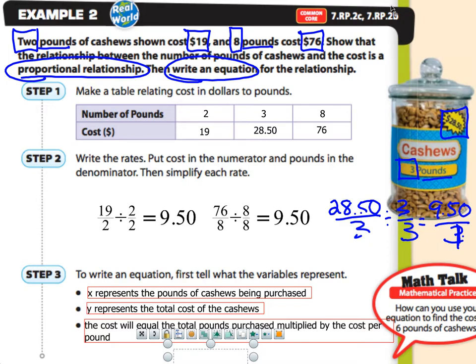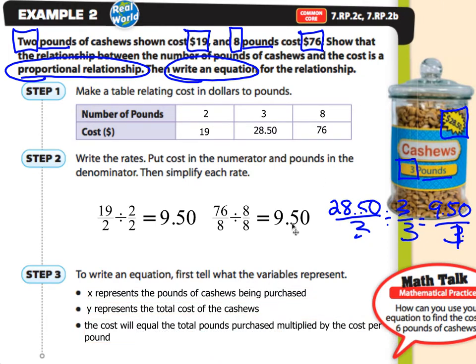So then now our equation would be y equals $9.50 times x. So if you think about it, $9.50 times the pounds of cashews will equal the cost of our cashews.